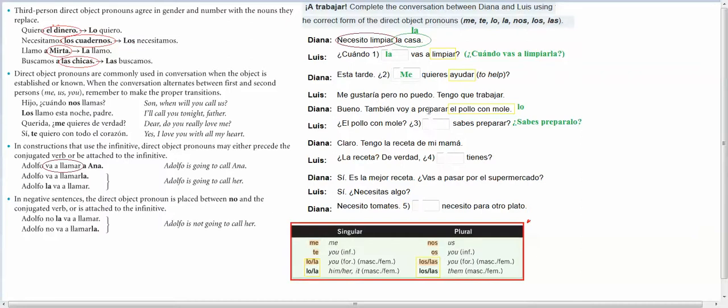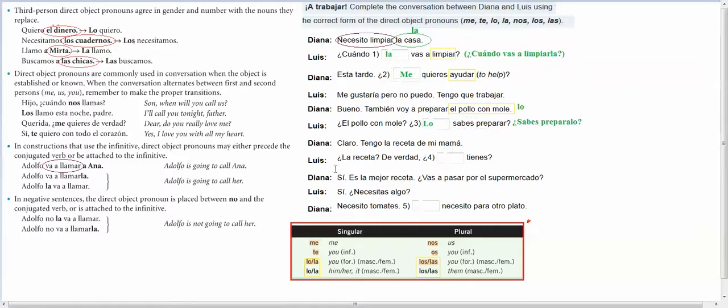Bueno, también voy a preparar el pollo con mole. El pollo con mole, blank, sabes preparar? So she says, fine. I'm also going to make pollo con mole. And he says, pollo con mole. Do you know how to prepare it? It meaning this particular dish. Well, since it's el pollo con mole, it's masculine. So he's going to say, el pollo con mole, do you know how to prepare it? The it that we would want to use is lo, because this is replacing pollo con mole, which is masculine and singular.